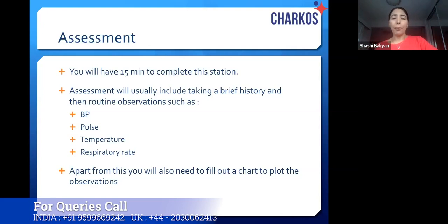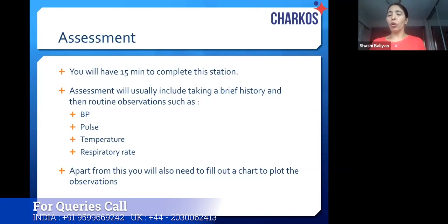Okay, then depending upon the assessment, you are going to do a brief history, you are going to take the observation, and along with that you will need to fill out a chart. Now, by filling out the chart, I mean that you have taken the observation, so you have to write these observations somewhere. So that is where you will need to fill a chart, and I don't know whether you have heard about a NEWS chart or a GCS chart or a TPR chart. You would be doing that.